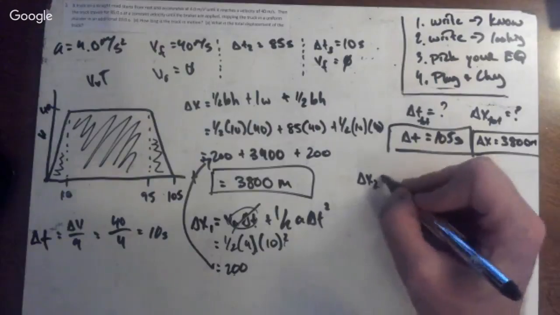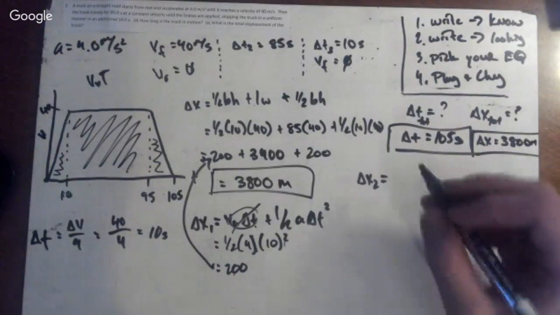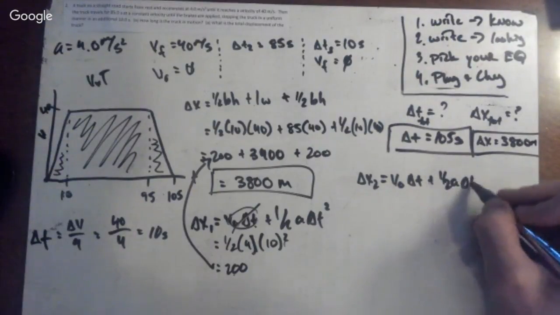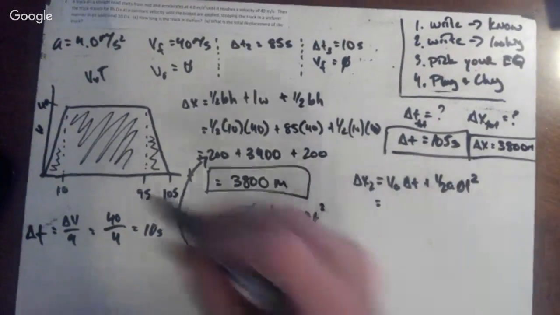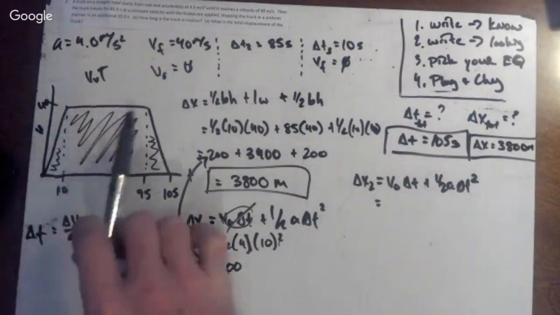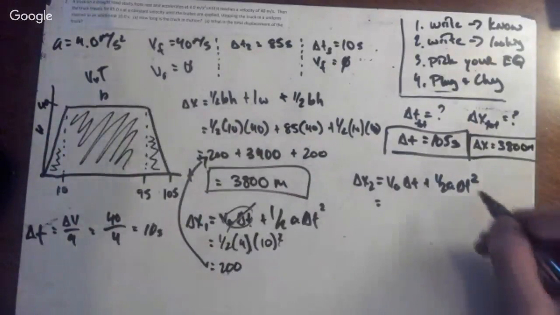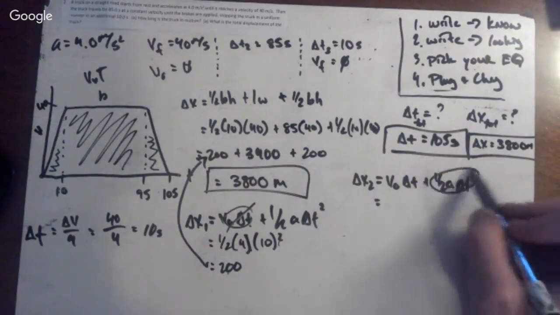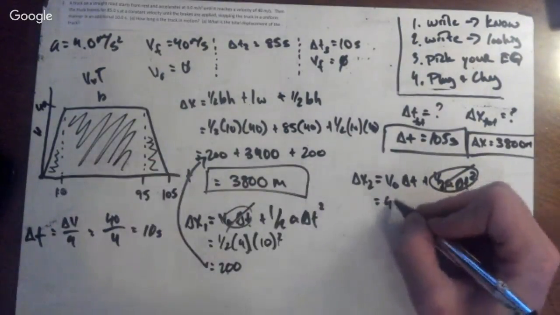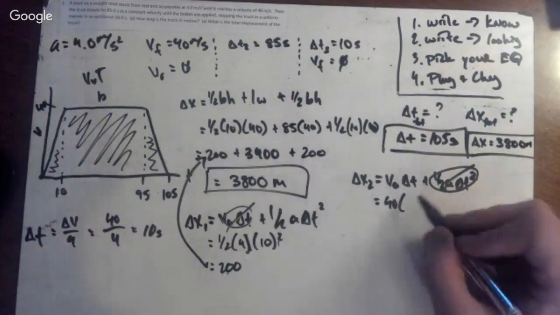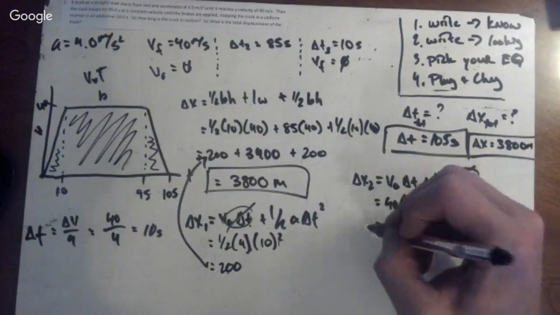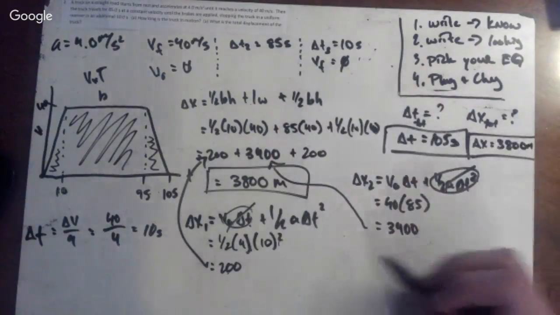Next, delta x2. Again, if we look at this, plus 1/2 acceleration times time squared. We see that our acceleration over this period is 0, because it's a 0 slope in this B section, so this term drops out. And we end up with our initial velocity for that period, which is 40, multiplied by our time for that period, which is 85 seconds, or 3,400 meters. See what we did there?